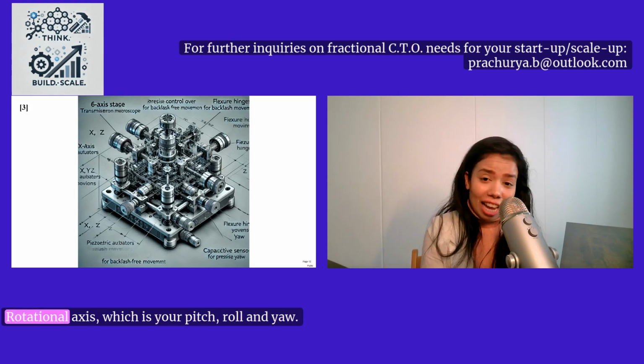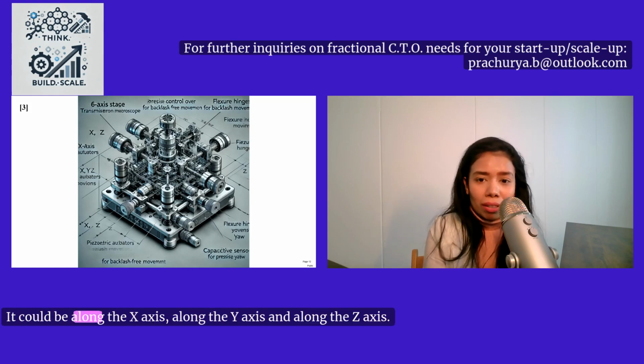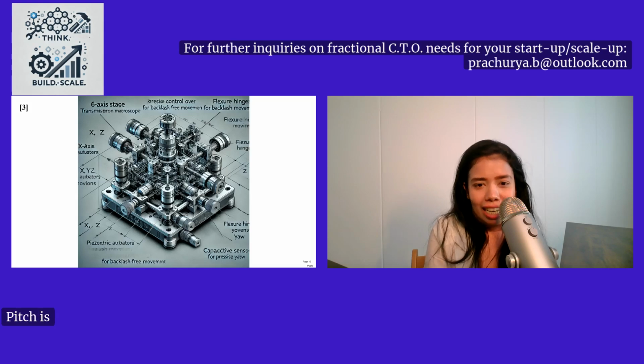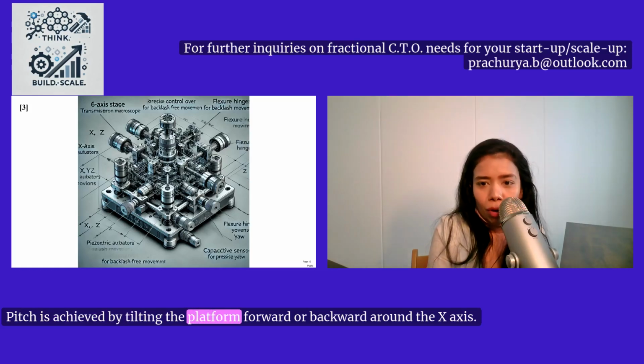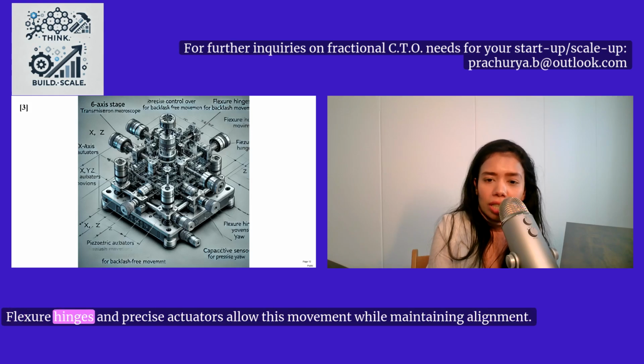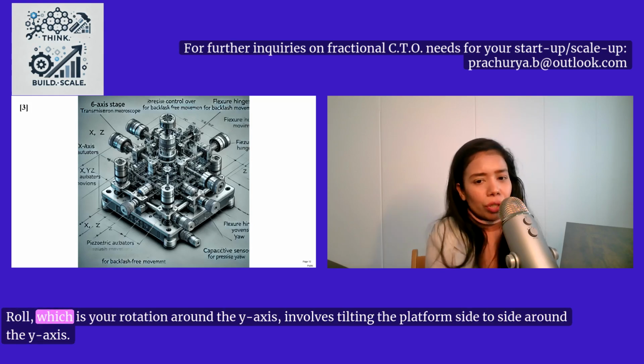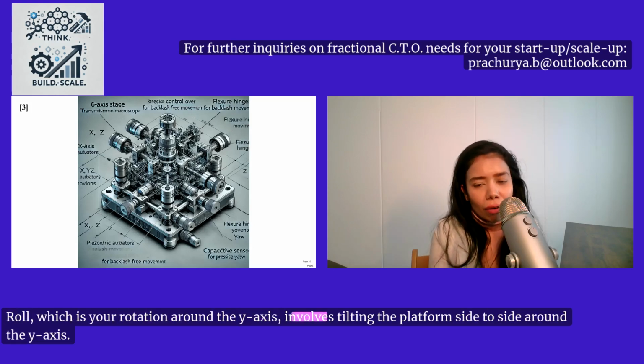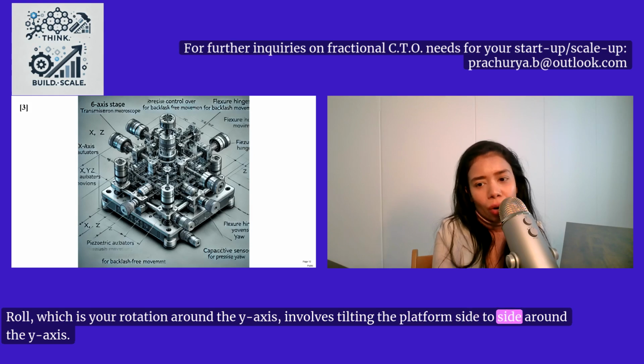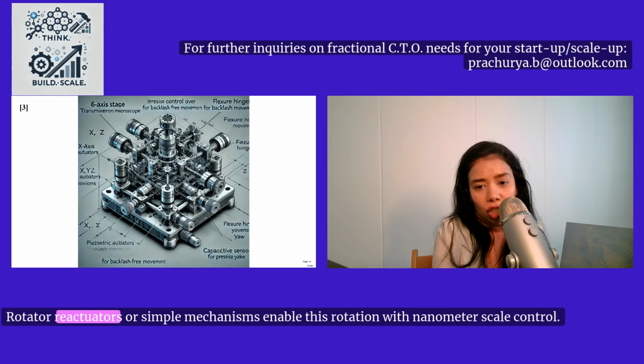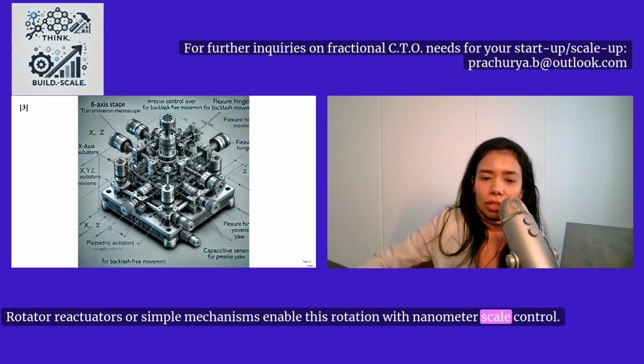Then the rotational axes, which are pitch, roll, and yaw, could be along the X-axis, along the Y-axis, and along the Z-axis. Pitch is the rotation around the X-axis. Pitch is achieved by tilting the platform forward or backward around the X-axis. Flexure hinges and precise actuators allow this movement while maintaining alignment. Roll, which is the rotation around the Y-axis, involves tilting the platform side to side around the Y-axis. Rotary actuators or simple mechanisms enable this rotation with nanometer-scale control.